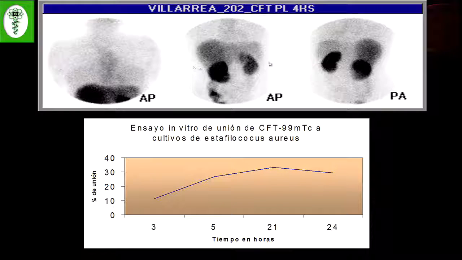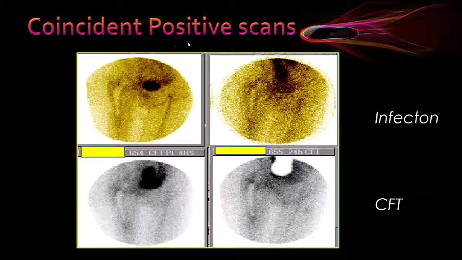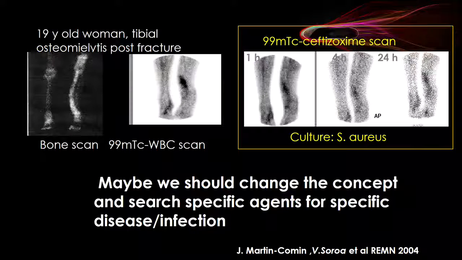I am showing now some images of the ceftizoxime, which was the other antibiotic, and we compared both antibiotics. They worked similarly. But the best detection was for Staphylococcus aureus, and this was at 21 hours. Here I show you the positive scans of both Infecton and ceftizoxime. The distribution is nearly the same.